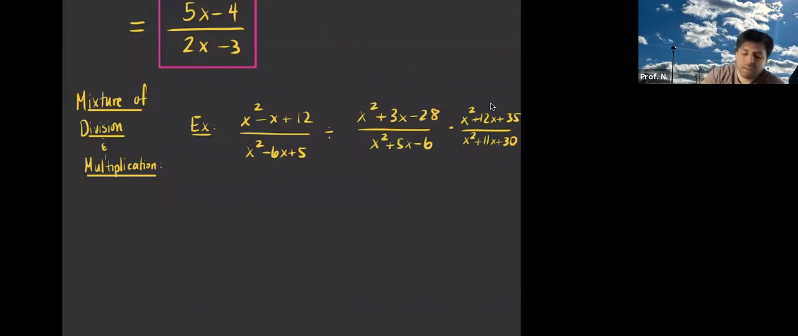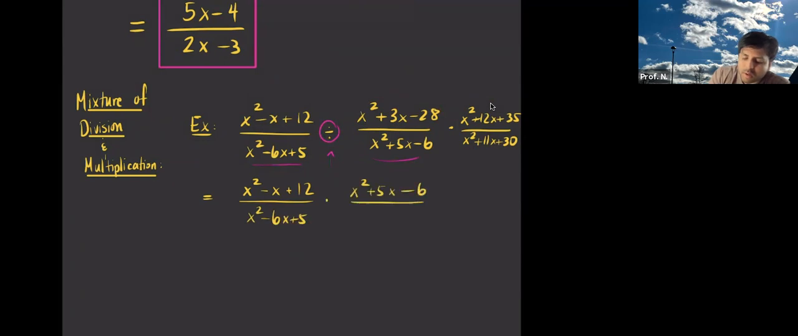So the first thing is, let's take care of the division first. Remember, with division, you have to keep, change, and flip. You don't flip this one because there's no division sign. The division sign is only next to this one, so we only flip that one. So let's do that. We keep the same thing here, x squared minus x plus 12 divided by x squared minus 6x plus 5 multiplied by x squared plus 5x minus 6 over x squared plus 3x minus 28 multiplied by x squared plus 12x plus 35 divided by x squared plus 11x plus 30.